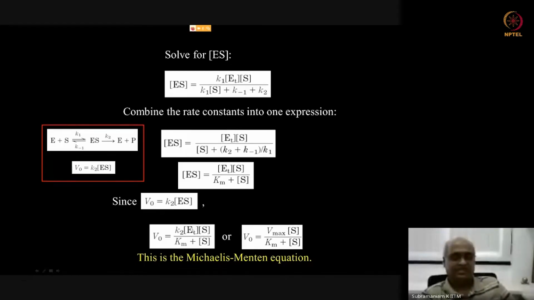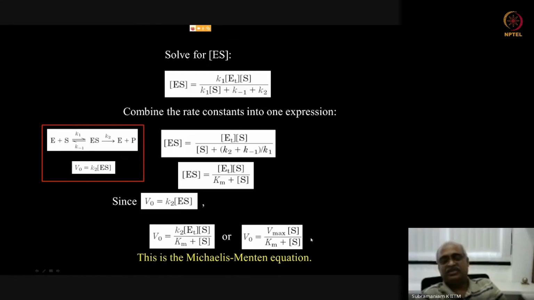Now we know ET is the maximum enzyme available, so Vmax will directly be dependent on ET. At that point, when the substrate concentration is very, very high, you are going to ignore the Km component there. And therefore K2 ET is what will be Vmax. So you substitute K2 ET with Vmax, and you get the Michaelis-Menten equation, which is V0 equals Vmax S divided by Km plus S. This is the major equation for all enzyme catalyzed reactions.